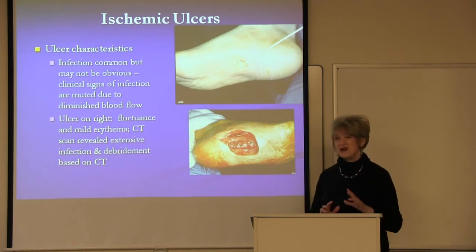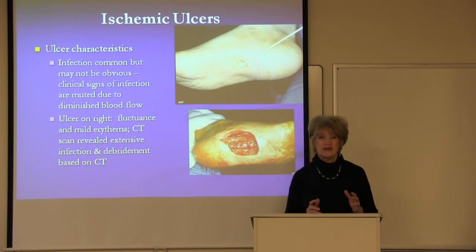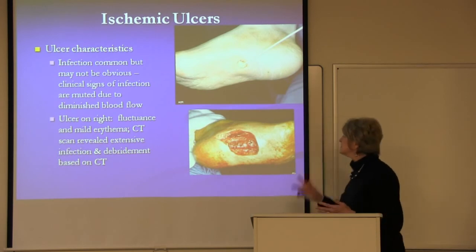So most arterial ulcers are infected, and you always have to be very alert to subtle indications of infection, because an ischemic wound is very rarely going to show marked erythema, marked induration. Erythema and induration are vascular responses. They have damage to the blood vessels. They can't mount a normal vascular response.